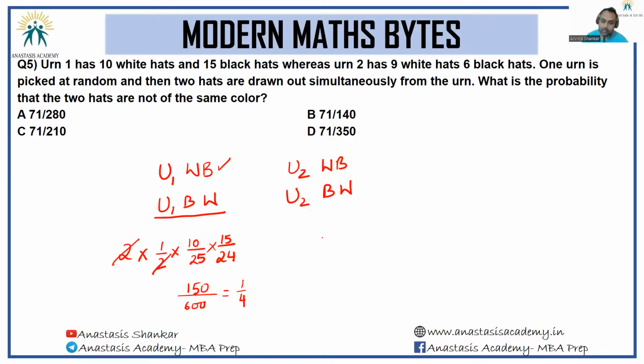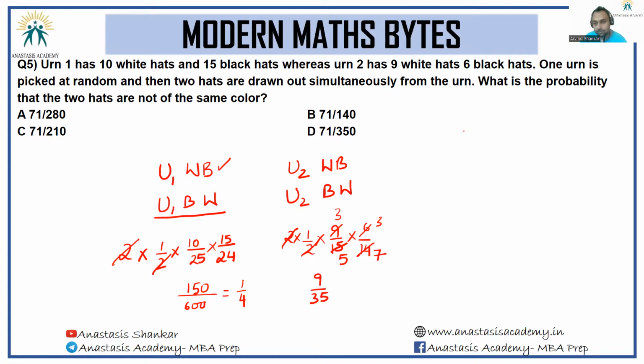1 by 4. For the second case, on urn 2, half, white is 9. So 9 by 15 into 6 by 14. And again, in the second case, all that would happen is the numerators will switch places. So it is the same fraction. Cancel, cancel. I will get 5, and 3 and 3 and 7. So we get 9 by 35 from here.